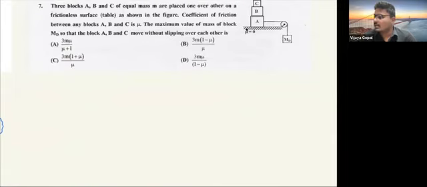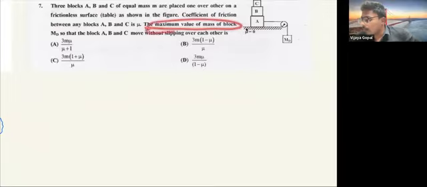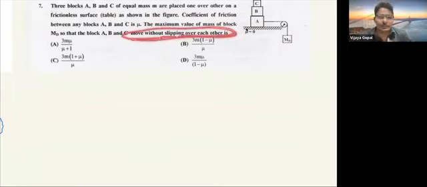This includes both friction as well as Newton's laws. They're telling that three blocks A, B, C of equal masses are placed one over the other on a frictionless surface as shown in the figure. The coefficient of friction between any blocks, that is between A and B or between B and C, is given as mu. And the ground, they clearly told, is smooth. Then they're asking the maximum value of mass M, that is MD, so that blocks A, B, C move without slipping over each other.